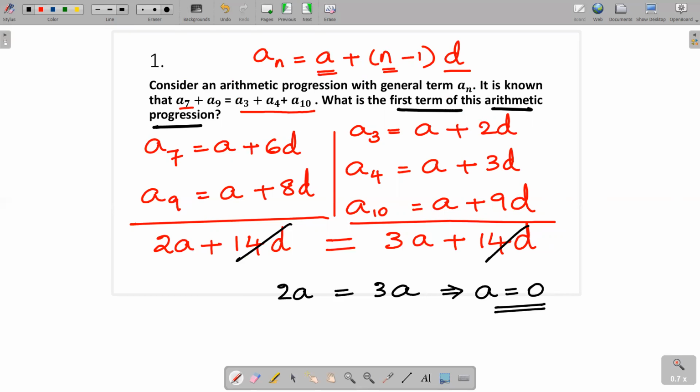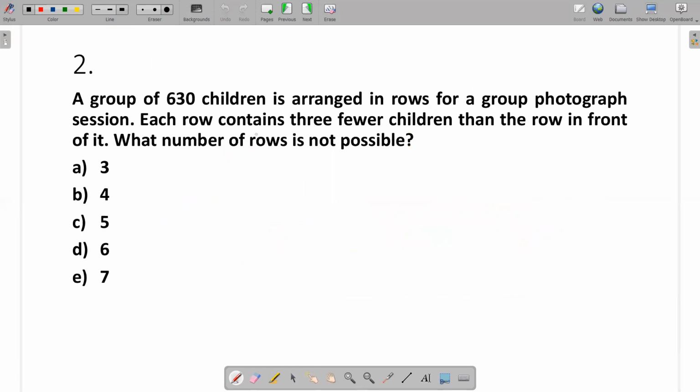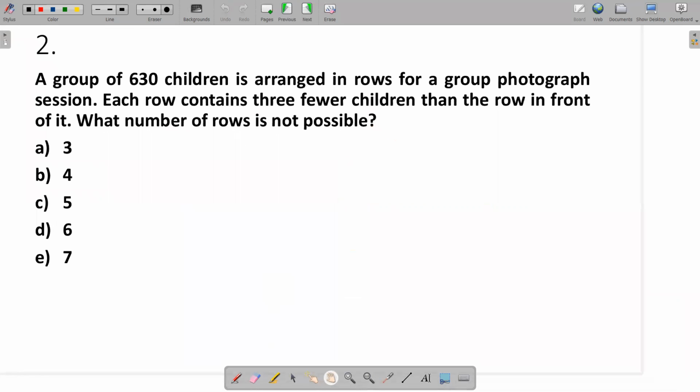I assume you are clear with the explanation for this question. Now, let us get into the next question. Please read this question carefully. In this question, it is given a group of 630 children. They are arranged in rows for a group photograph session. It is given each row contains 3 fewer children than the row in front of it. The question is, what number of rows is not possible?